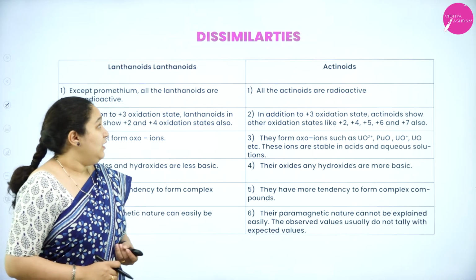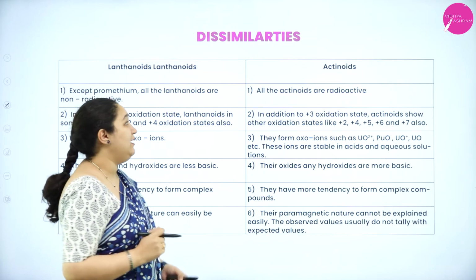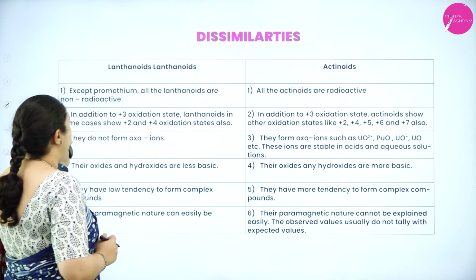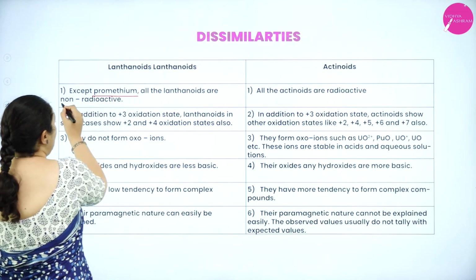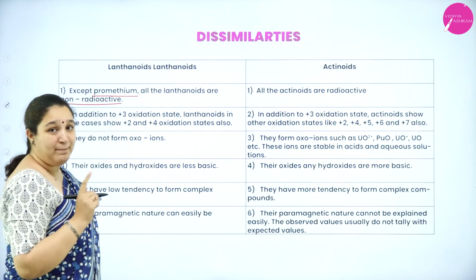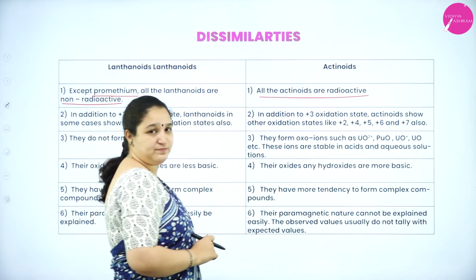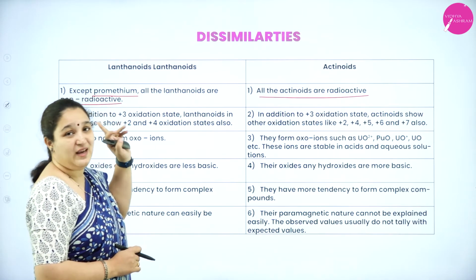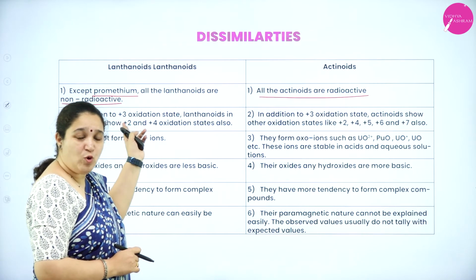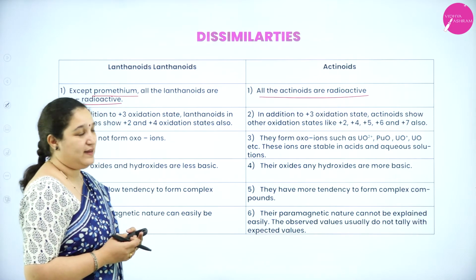Okay. Last is the dissimilarity between lanthanoids and actinoids. So except promethium, all the lanthanoids are non-radioactive, but actinoids all are radioactive. Okay, so only promethium is radioactive in lanthanoids. Only promethium is radioactive, whereas actinoids all are radioactive elements.